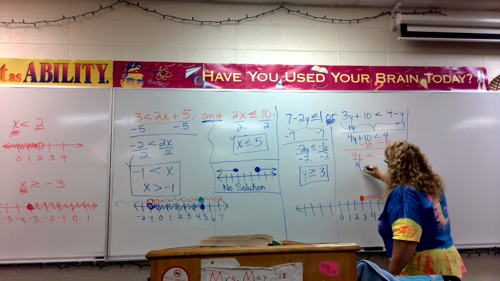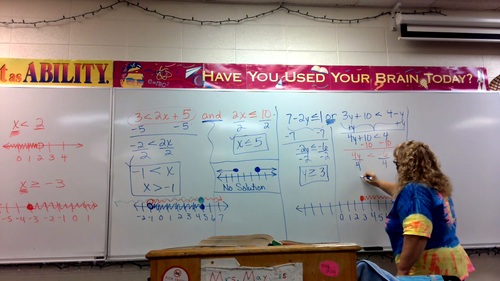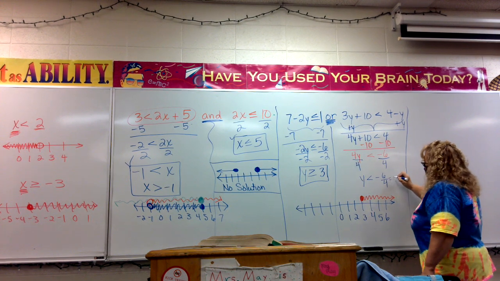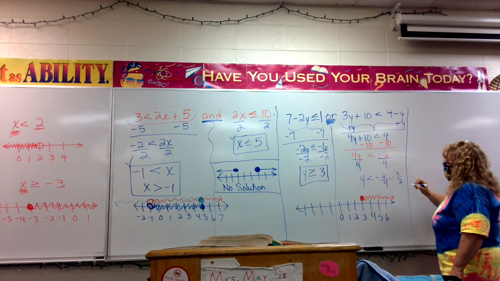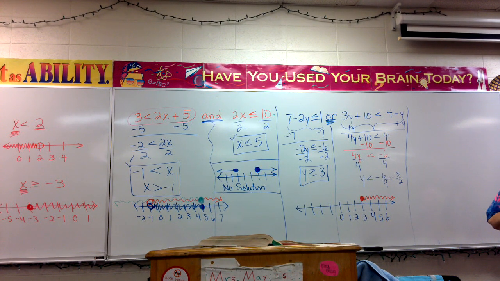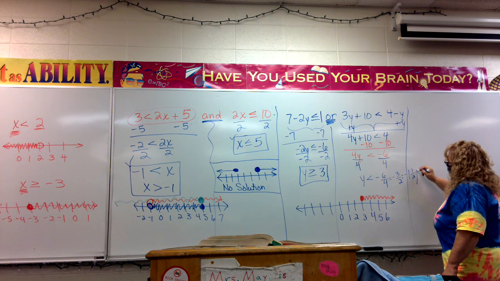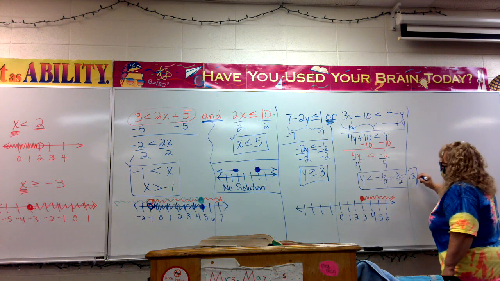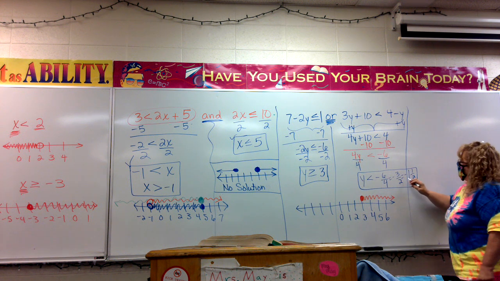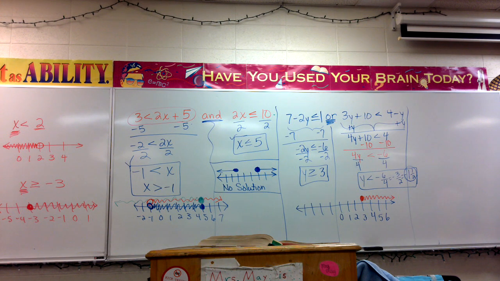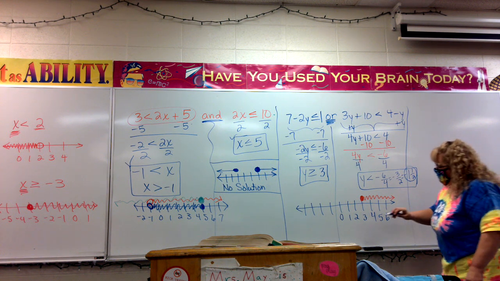Pack her up. Divide by 4, divide by 4. y less than negative 6 fourths, which is negative 3 halves, which is negative 1.5. So y less than negative 1.5.